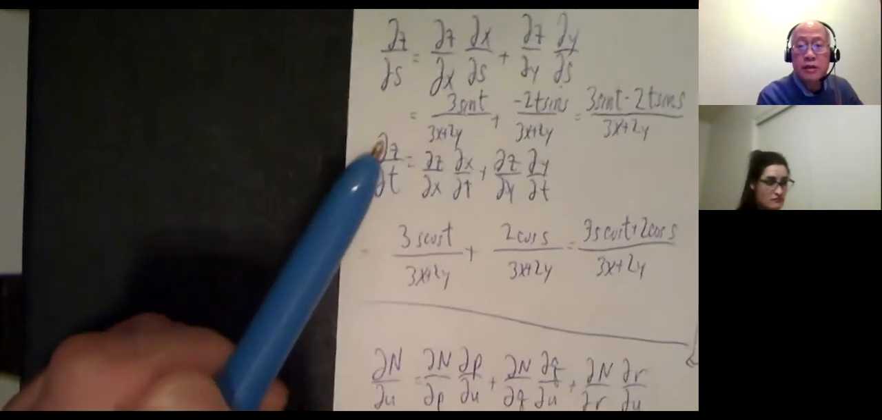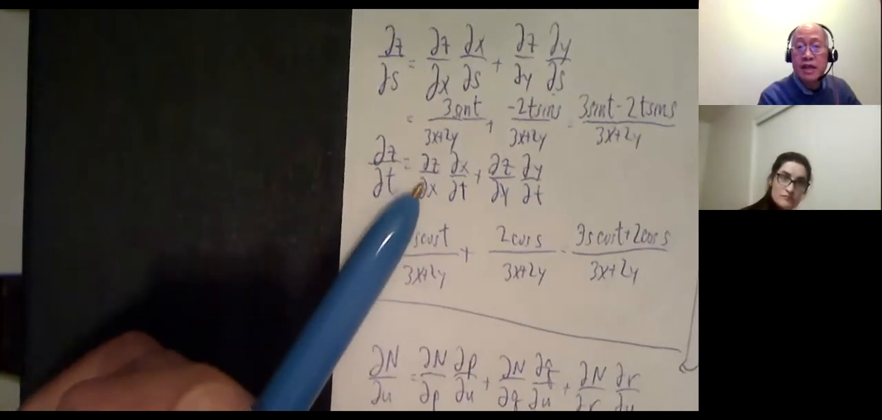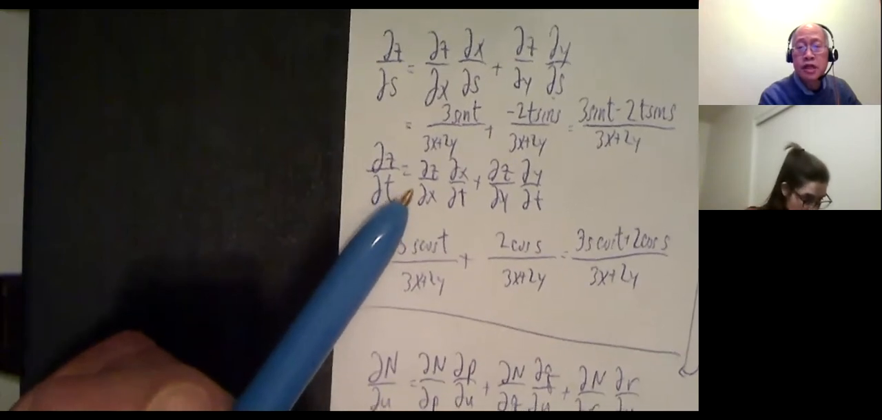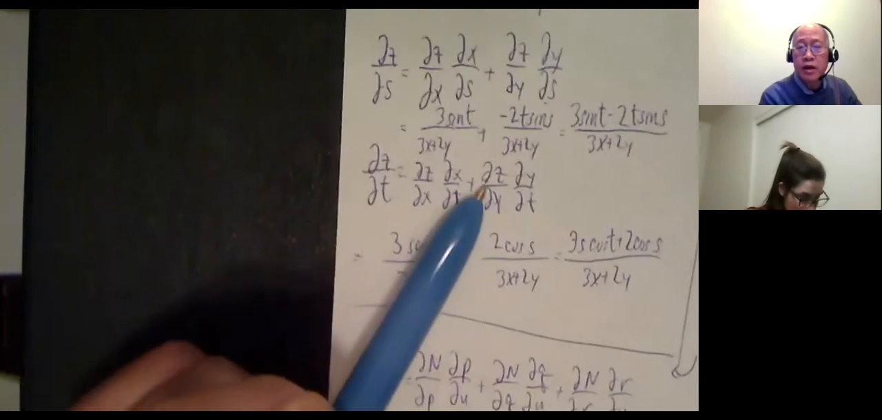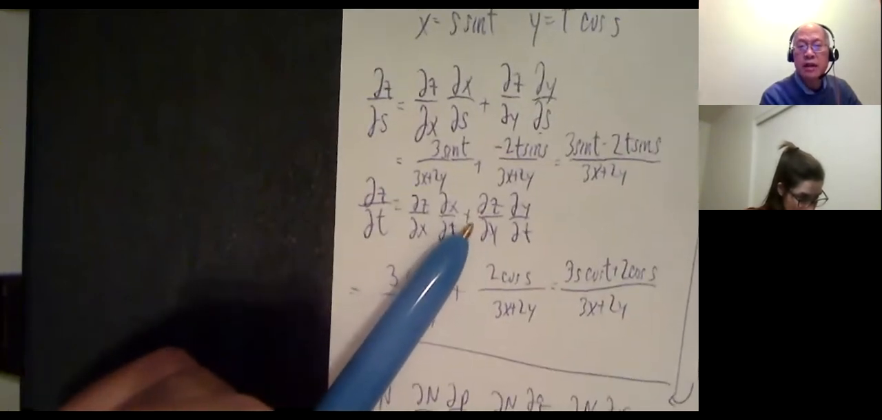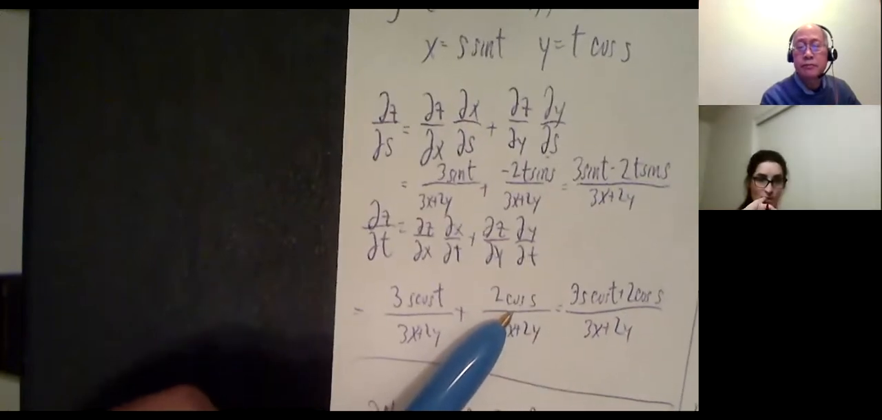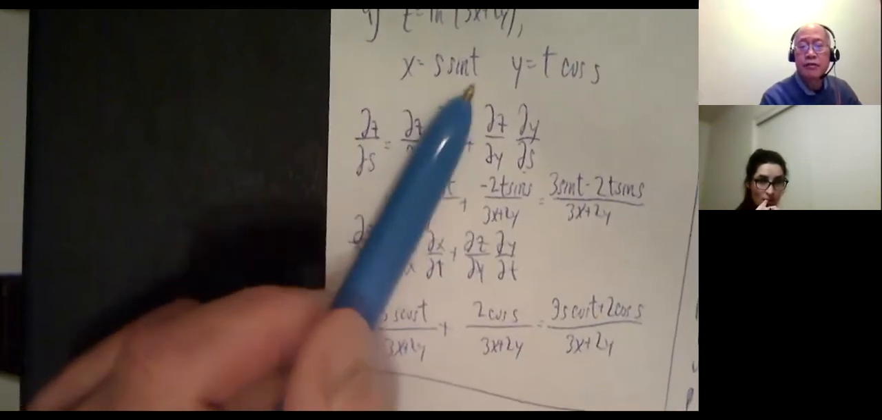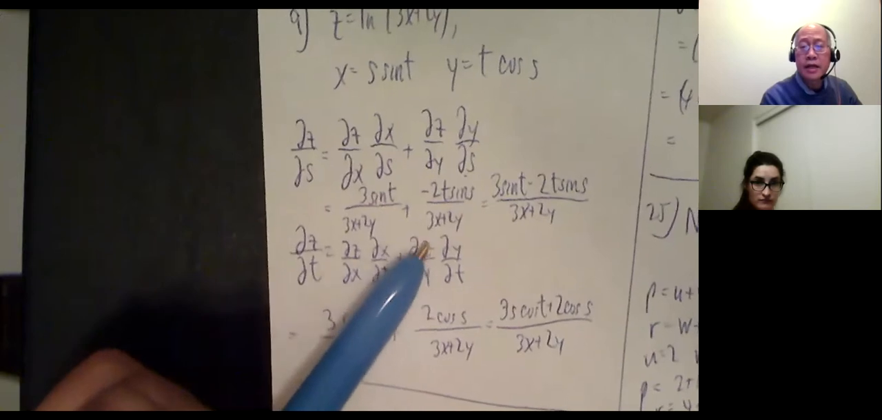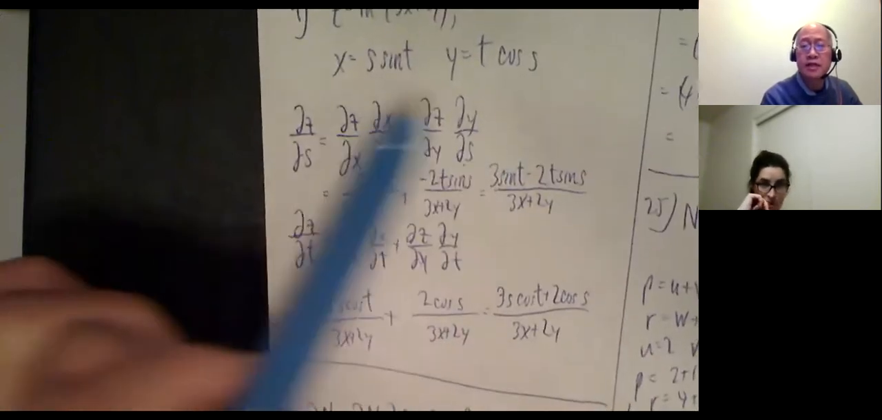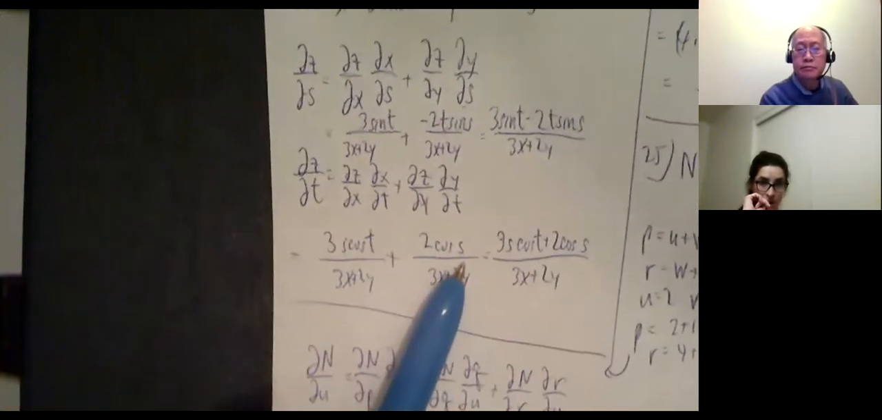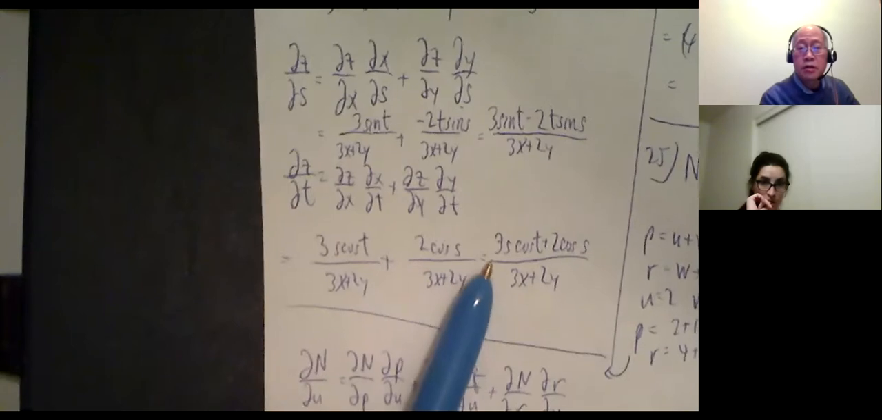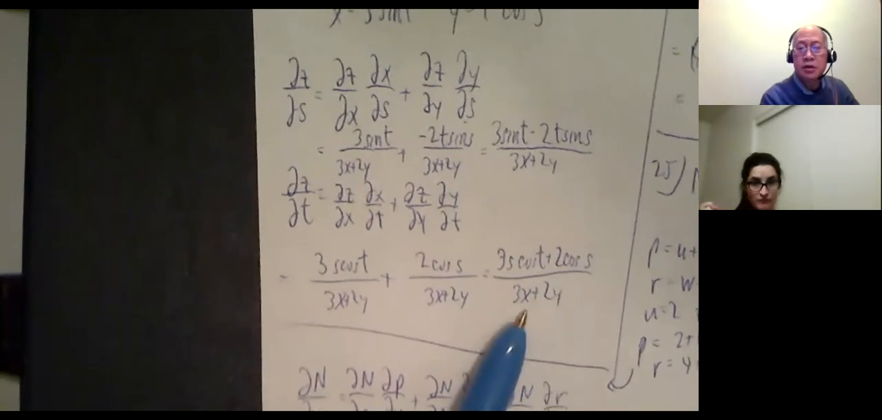Okay, do the same thing for partial of z with respect to t. Okay, we already did that, so we just copy it, 3 over 3x plus 2y. We already did partial of z with respect to y, just copy that, 2 over 3x plus 2y. So I just need the partial of x with respect to t, the derivative with respect to t, s cosine t. And then over here, we copy that, partial of y with respect to t, cosine s. And once again, you have a common denominator. So 3s cosine t plus 2 cosine s over 3x plus 2y. Okay, so that's that.